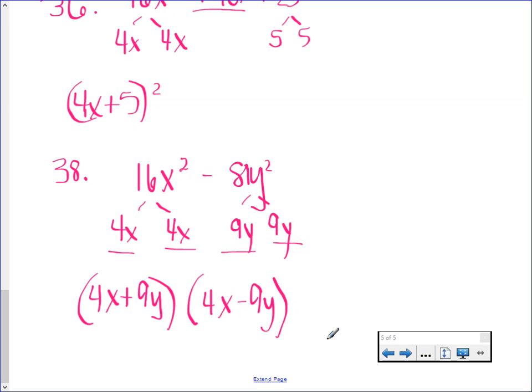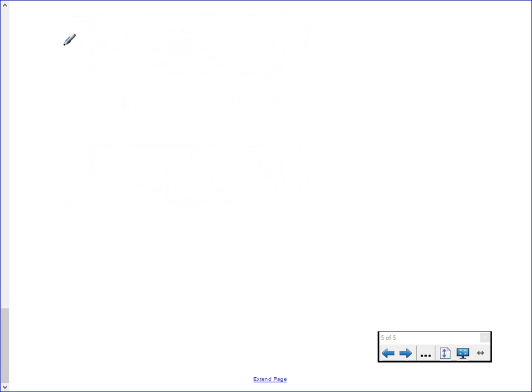The hardest part of this is figuring out what you're working with. You just have to make sure you know, is it the difference of two squares, or if it's not, is the middle number positive or negative? That's important. We have a couple more problems we're going to do. We're going to do number 49. It's on the next page.